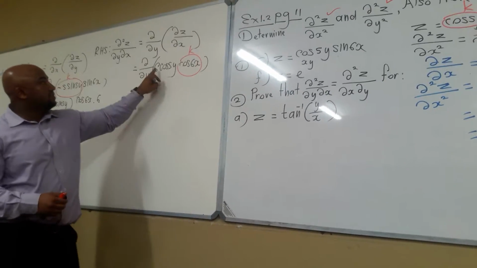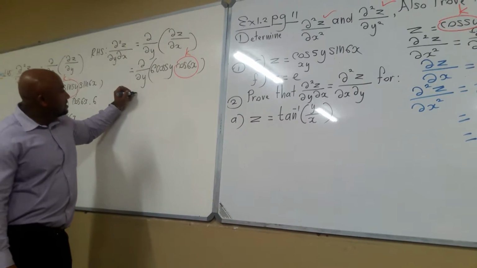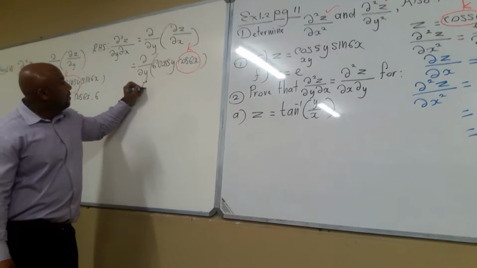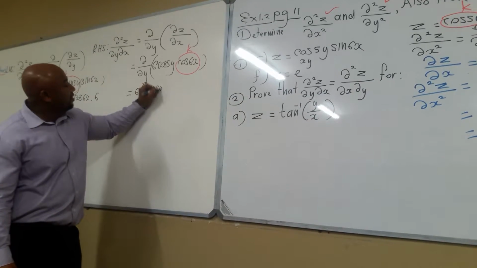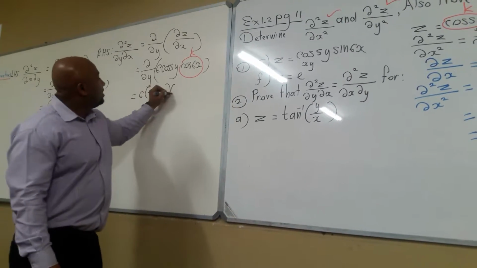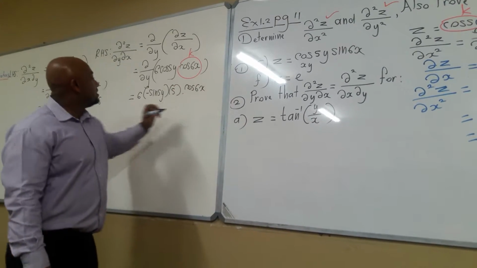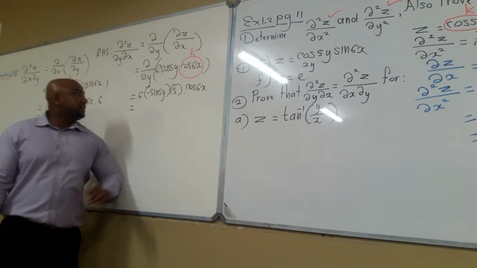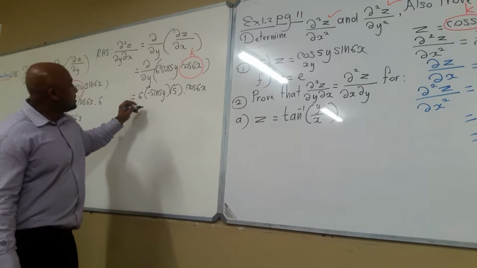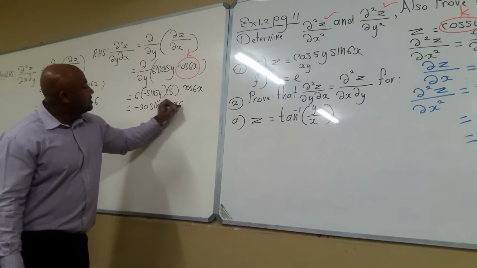So what is the derivative of 6 cos of 5y? This is 6. The derivative of cos is what? Minus sine 5y times the derivative of 5y, which is 5, times your cos of 6x. Let's just simplify there. We got 6 times minus 1 times 5 there, which is minus 30 sine 5y cos 6x.